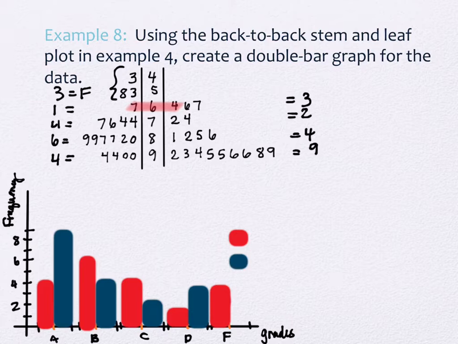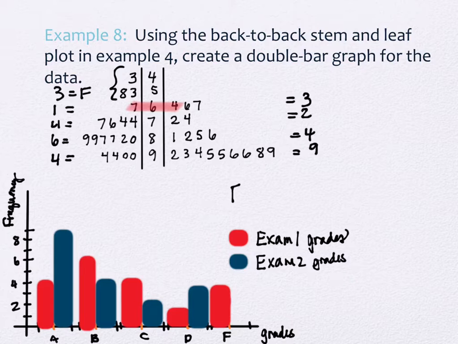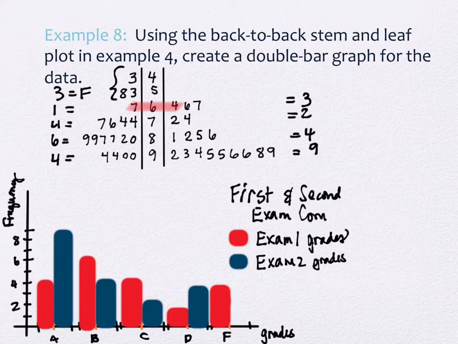So the red are the exam 1 grades, and the blue were exam 2 grades. So some kind of key depending on what you used. And these are the first and second exams, or the first and second exam comparison, something like that. Okay, does that make sense?